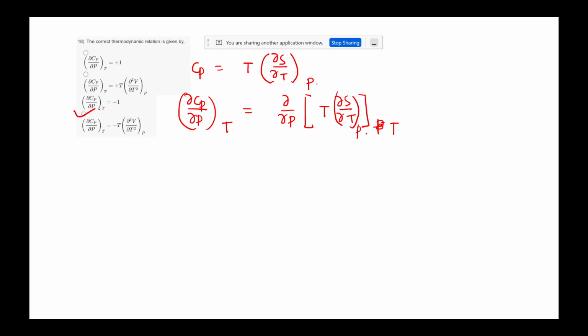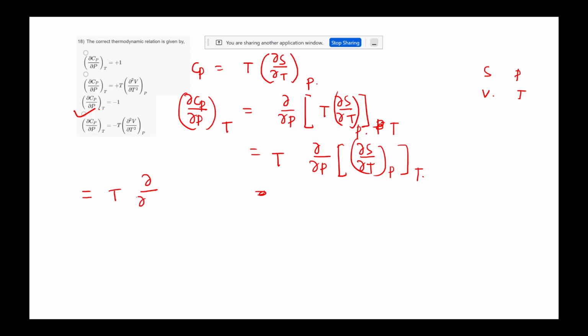Safely outside. So then T is there. It becomes del P, del S, del T at constant P, and you have to use S, P, T, P. Now, since these are exact differentials, you can shuffle the derivatives: del S, del P at constant T.